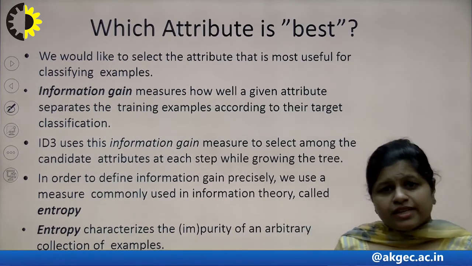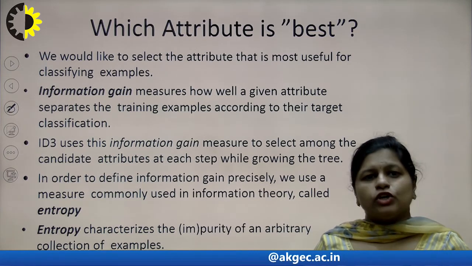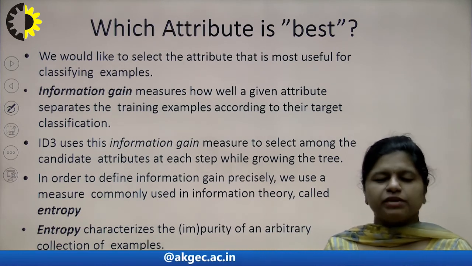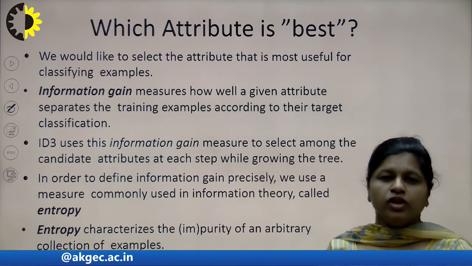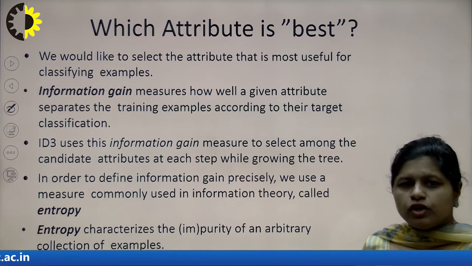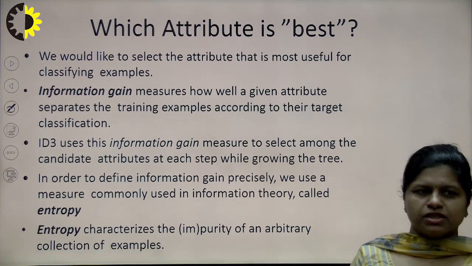Now the question arises that in the previous slide we saw that the ID3 algorithm selects the best attribute. Now the question is which attribute is actually the best one? In the training data we can have a number of attributes. We need to select which attribute is best, so we would like to select the attribute that is the most useful for classifying examples.